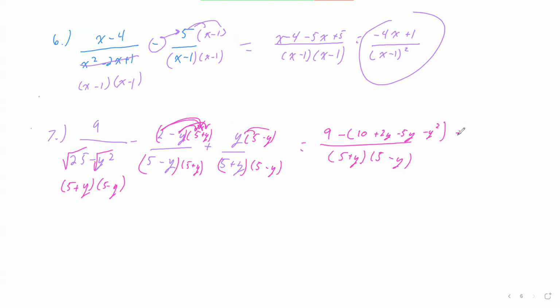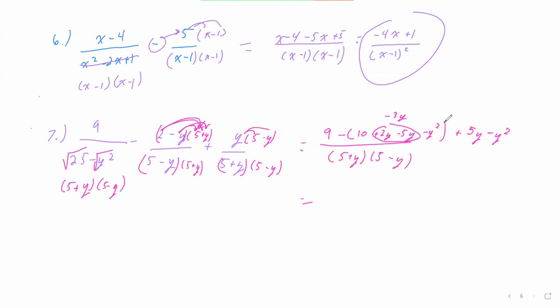Distribute. So plus 5y minus y squared. I have to put this in parentheses because it's a plus, so it gets to keep the sign. So now as I combine like terms, I'll go ahead and combine these. 2y minus 5y is negative 3y. We'll start with the square first. This is a minus a negative y squared, which makes this a positive y squared.